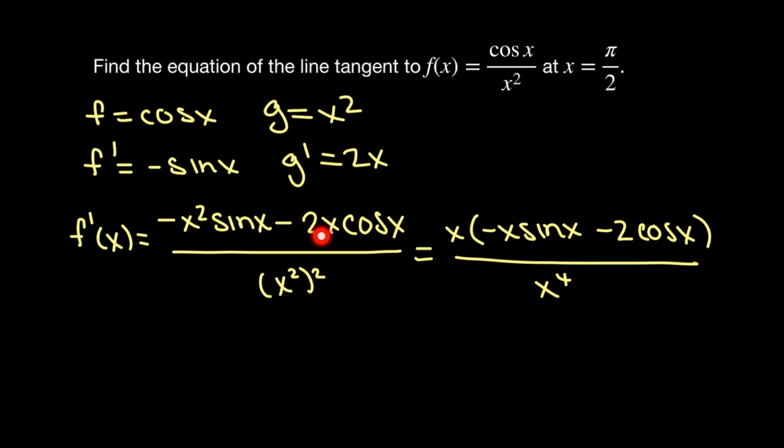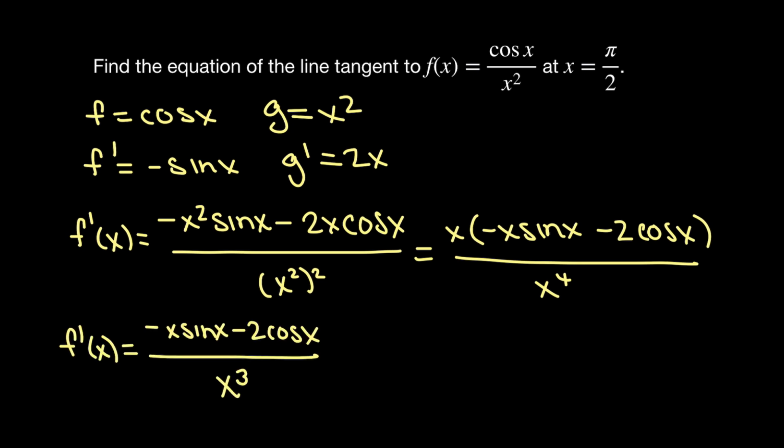And then I actually have a common factor of x in the numerator. So I'm going to go ahead and factor that x out. And I'm left with negative x sine x minus 2 cosine x over x to the 4th. And now that I've factored that x out, I can cancel an x out of the top and the bottom. And that leaves me with negative x sine x minus 2 cosine x all over x to the 3rd. So that is the derivative of this function.